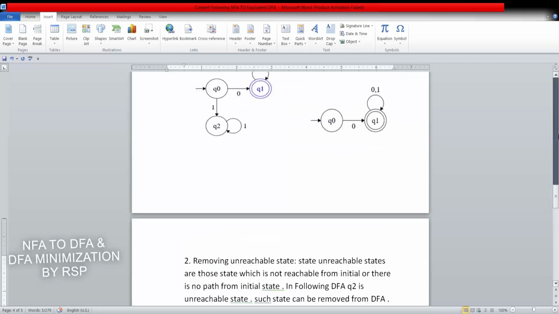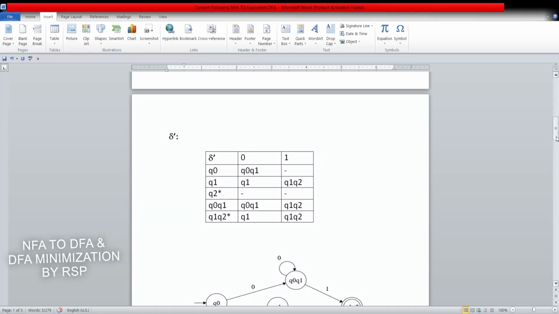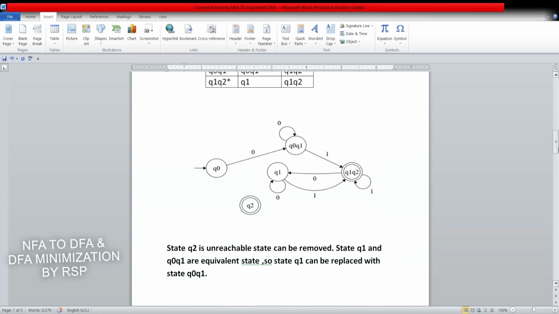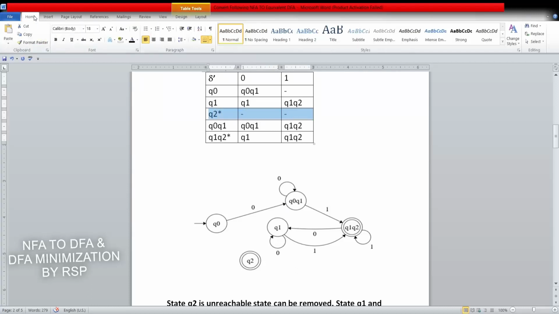Now with the help of this we can see whether we can minimize the DFA which we have constructed, right? As you can see here, this is our resultant DFA which we constructed from the given NFA. Here you can see Q2 is an unreachable state because there is no path from Q0 to Q2. So we can remove this Q2 completely from the DFA. Here I'll mark that Q2 is completely removed.